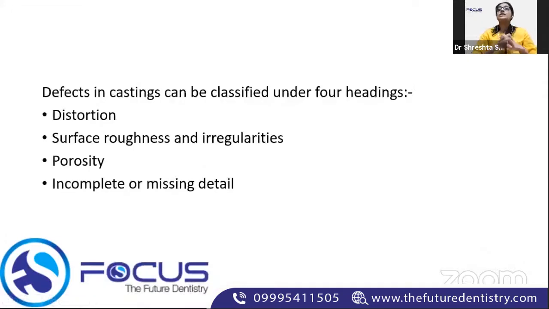Now, coming to casting defects. Casting defects are usually classified under 4 headings. Basically, first is your distortion. Second is your surface roughness or irregularities. Third is your porosity. And last is your incomplete or missing details.